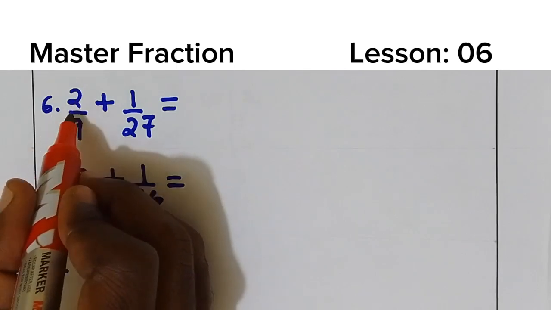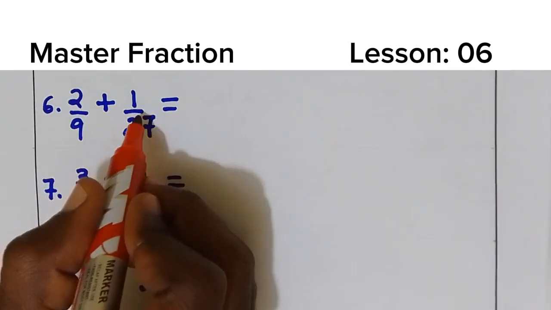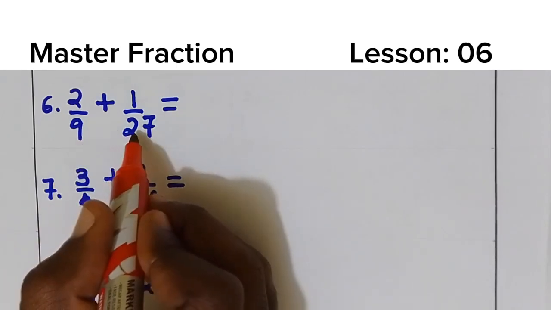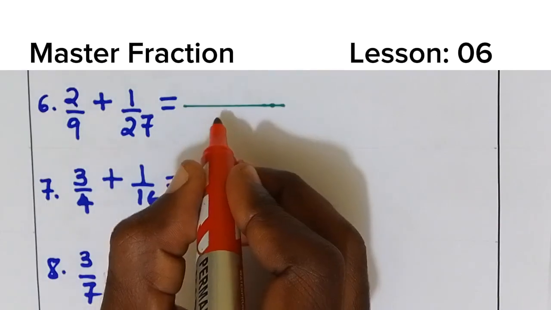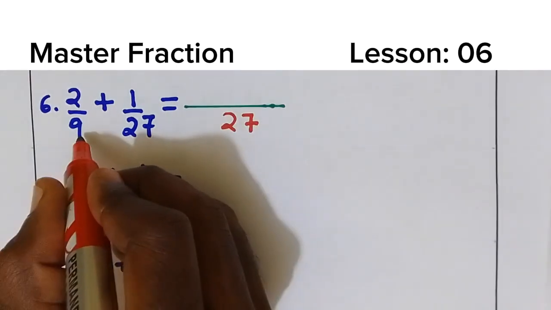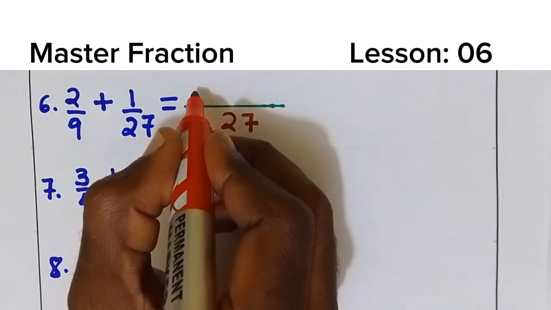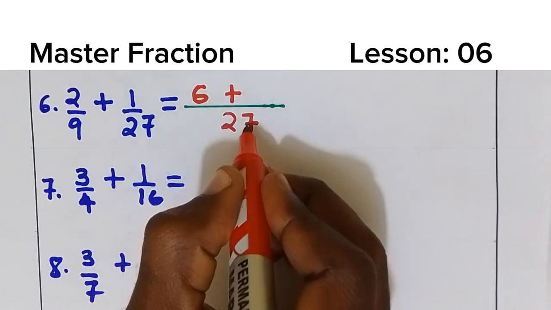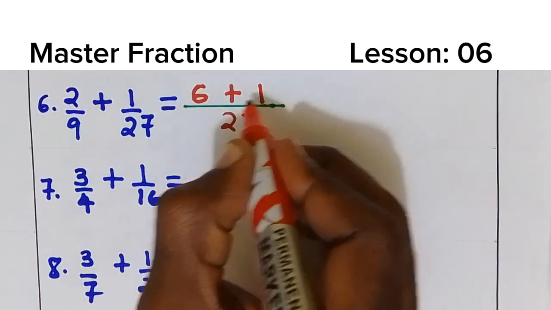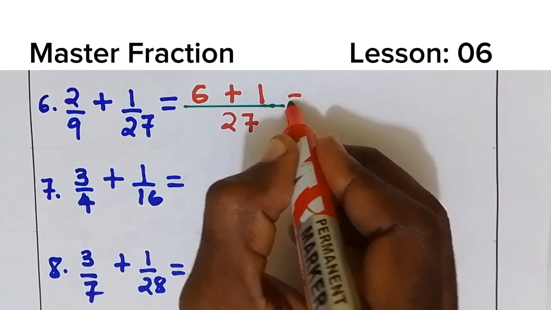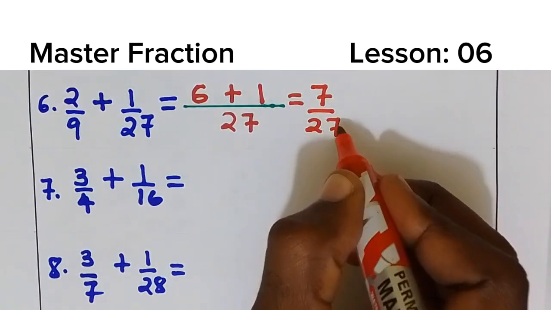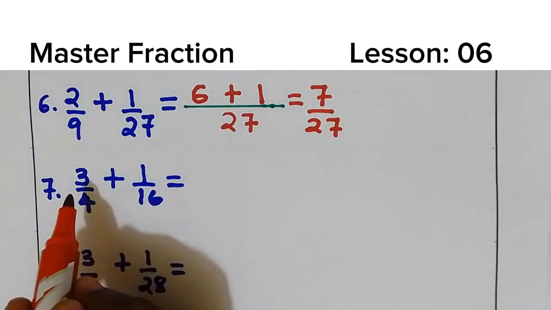We have 2 over 9 plus 1 over 27. We'll find the LCM of 9 and 27. The LCM is 27. 27 divided by 9 is 3. 3 times 2, we get 6. 27 divided by 27 is 1. 1 times 1, we get 1. 6 plus 1, we're going to get 7 over 27. Let's do question number 7.